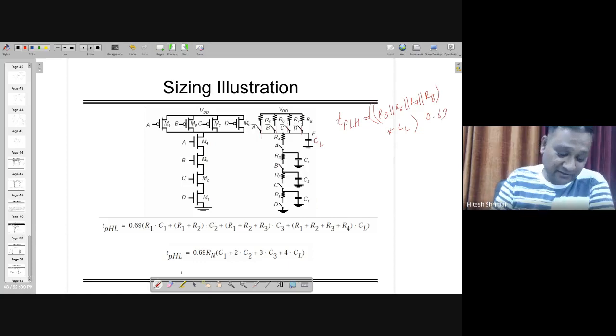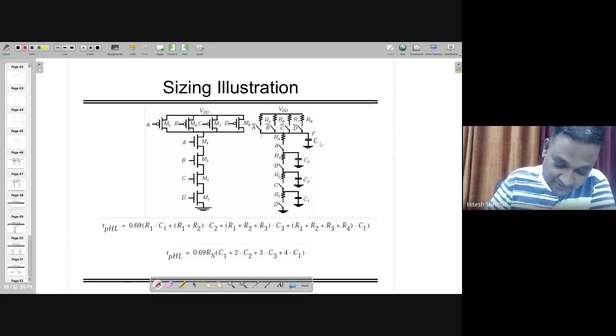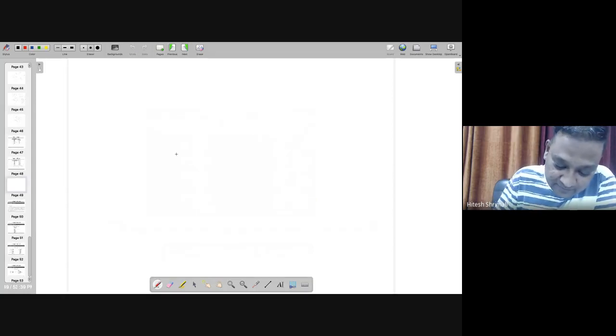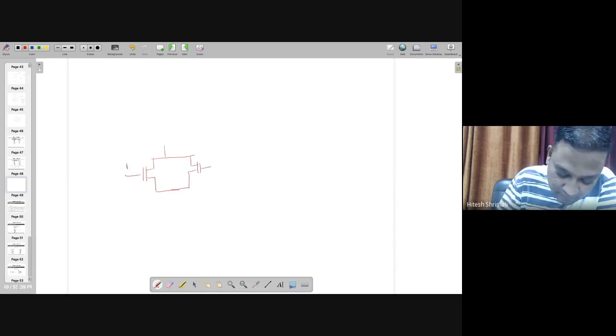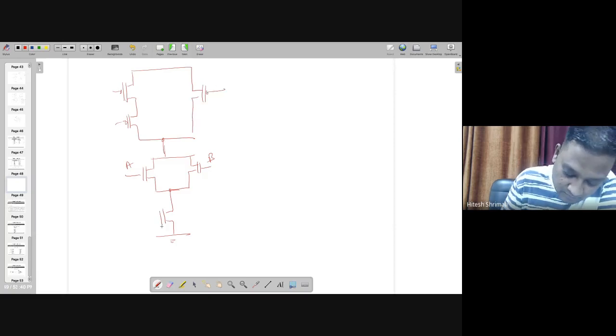Okay, I believe that you people still have some doubt, right? Okay, it looks like that. Okay, I'm drawing. So there is a function which looks like this one.